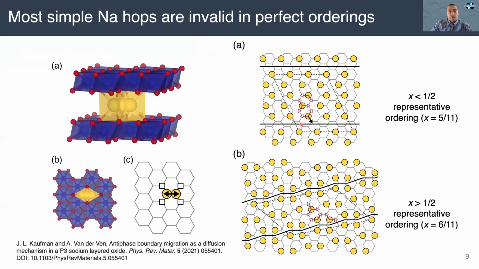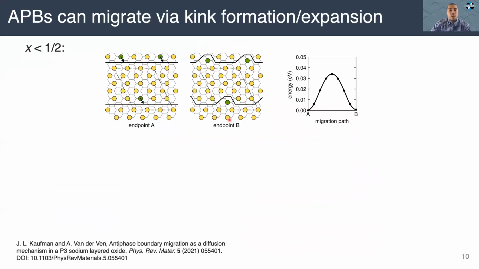However, there's one hop in this ordering that is allowed, shown by this black arrow, where the sodium right next to the boundary hops towards it. If we look at that more closely, we see that it actually corresponds to a kink forming in the antiphase boundary. And looking at the energy, the barrier here is extremely low. So this means that this would happen quite readily. And by looking at some additional hops, I found that these kinks can readily expand like so, which has the effect of translating the whole boundary through the crystal.